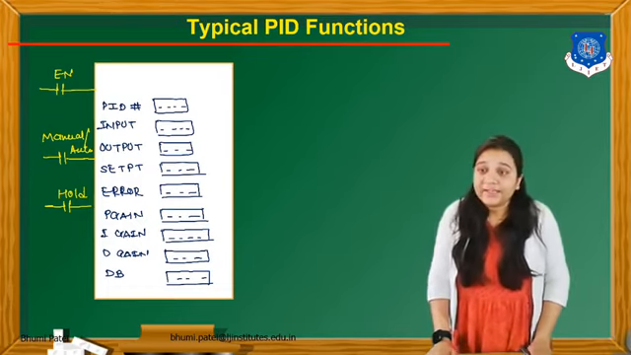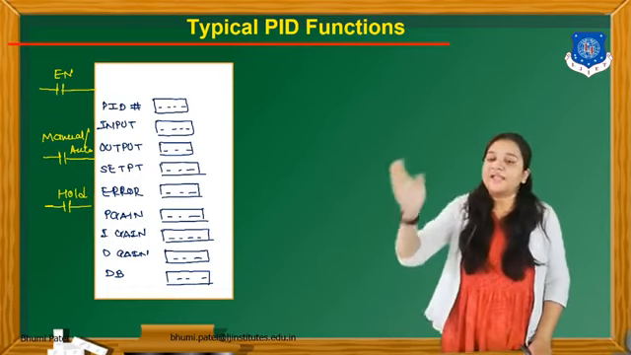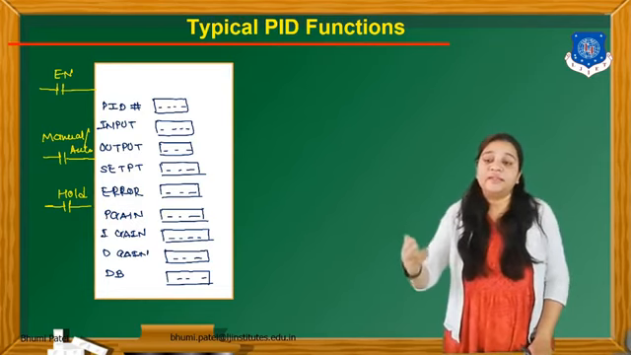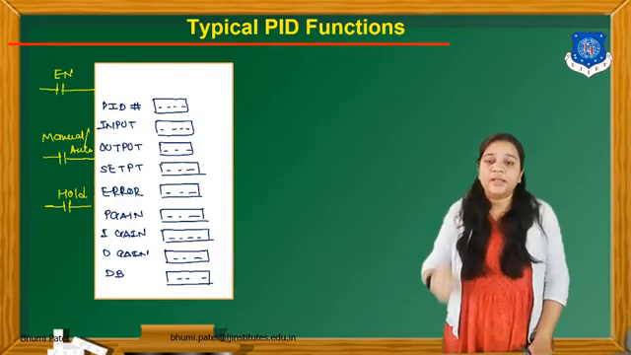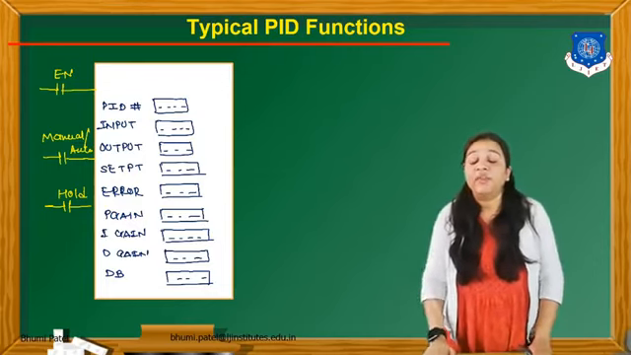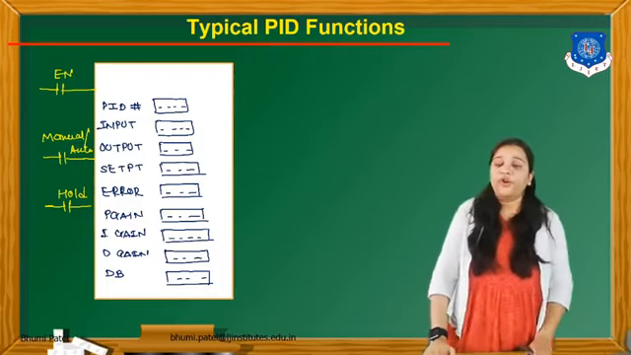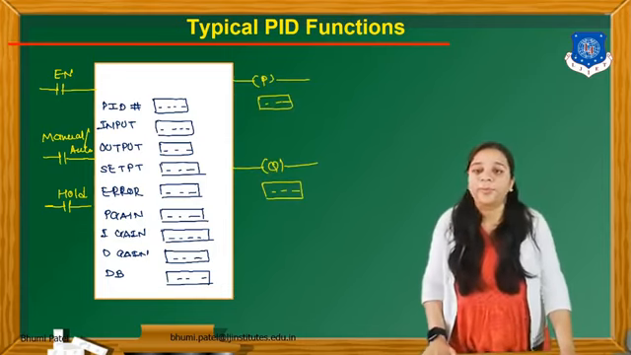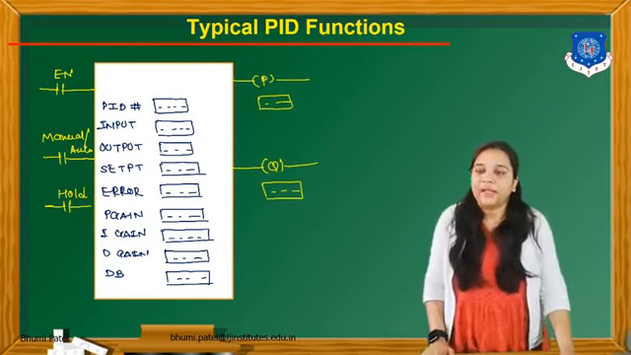We can easily change the input as well as the output. We can also change the set point value. We can change the P gain, I gain and D gain according to the output, and we can set this output in the proper format. Now this is my output P and Q for the PID function.